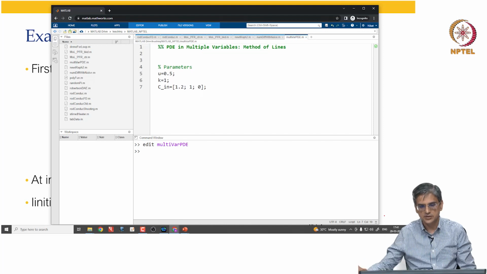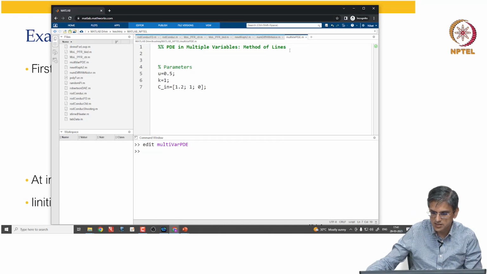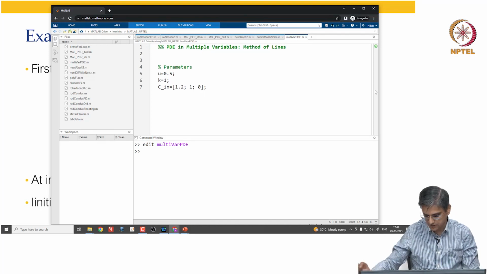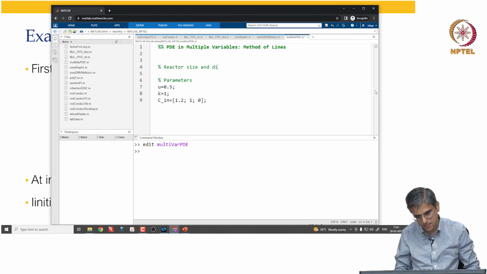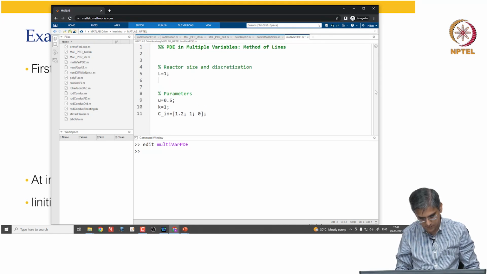I have already set up this particular problem for PDEs in multiple variables using the method of lines, and these are the parameters that we talked about. Let us get 50 points as n. H is L by n.